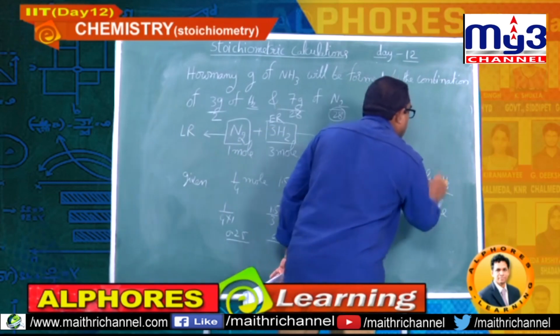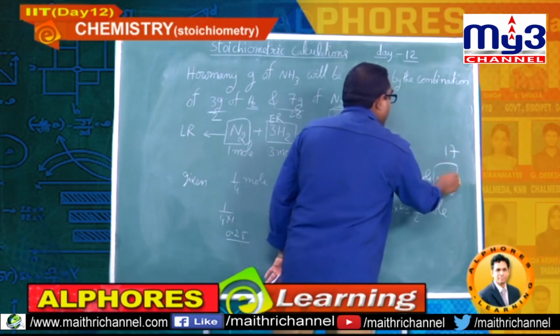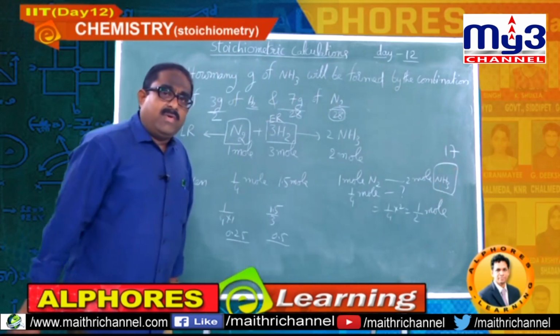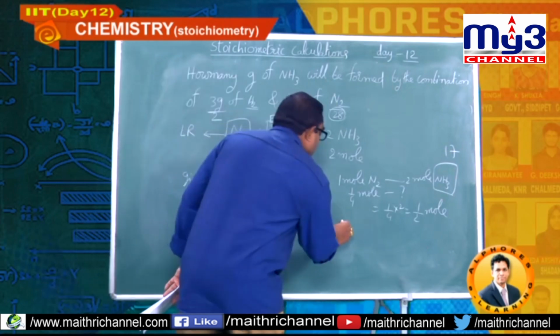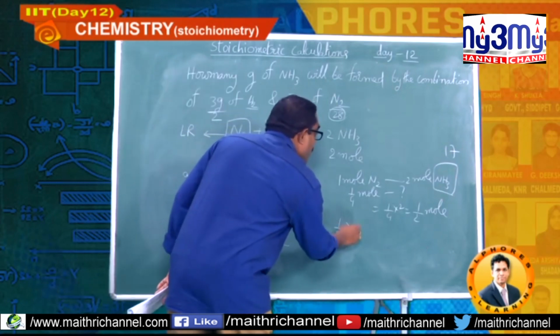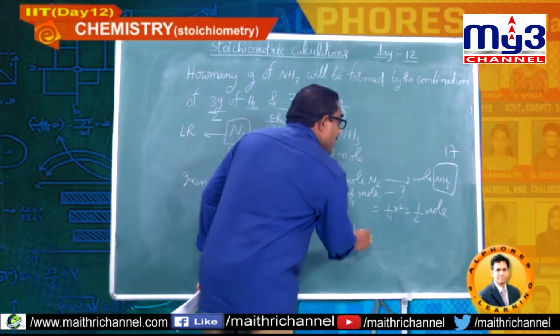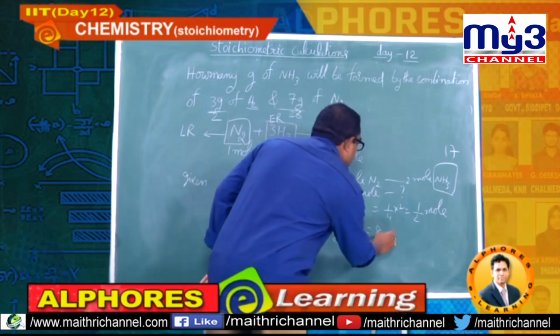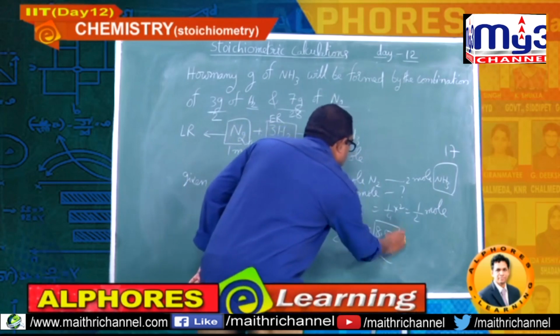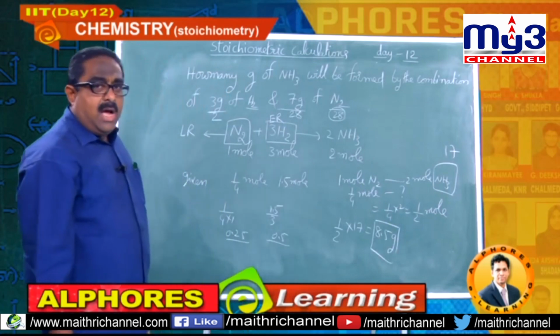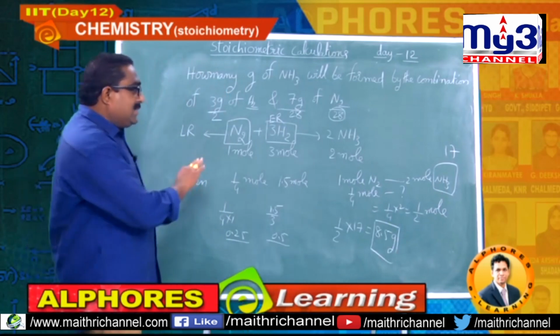What is the molar mass of ammonia, students? 17. Nitrogen 14, 3 into 1 for hydrogen, 17. So, convert this into weight. 1/2 into 17 is the molar mass. So, this is 8.5 grams. So, this is the mass of ammonia that you will get in this question.